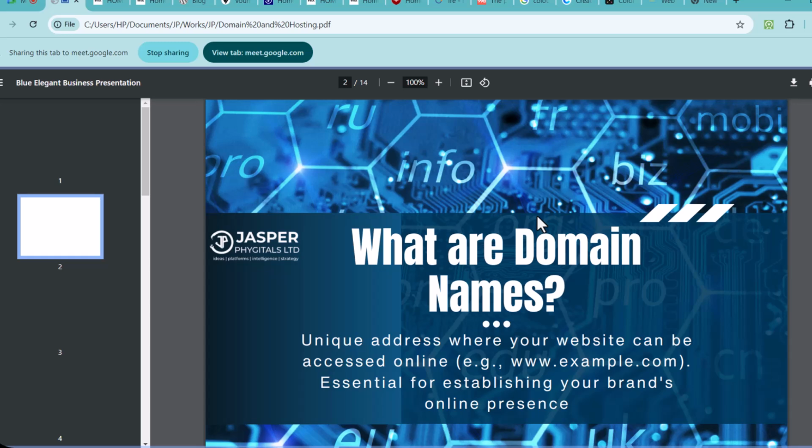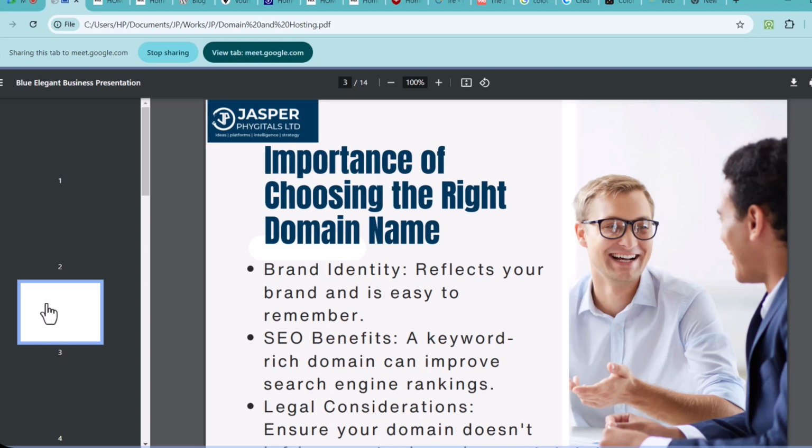Okay. So that aside, when you want to choose your domain name, it's actually very important that you bear in mind that these are the advantages of choosing the right domain name. Your brand identity, it's very important. Domain should be something easy to remember. Okay? And aside from that, it should be something that when people are searching for what is related to your industry, it should come up.